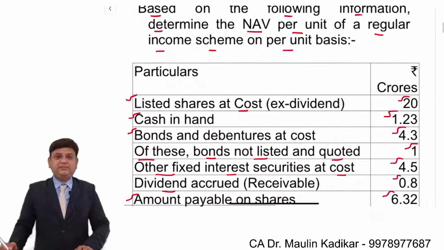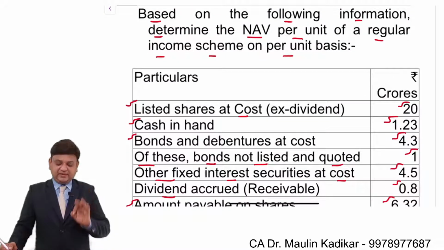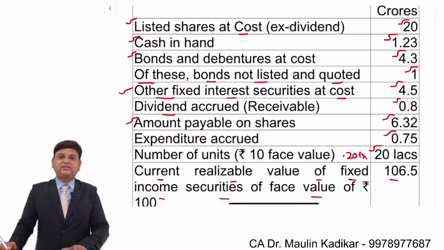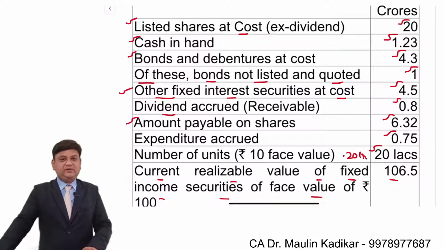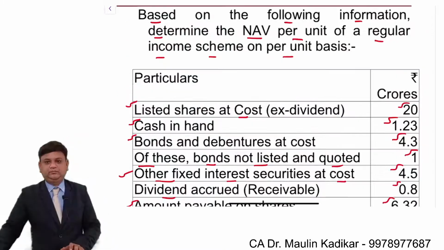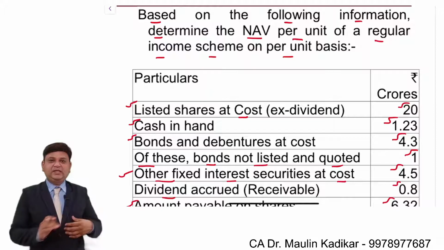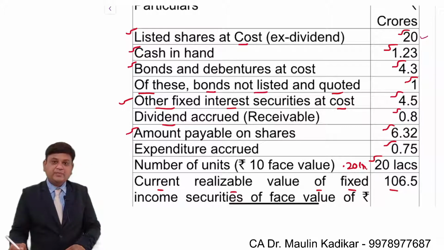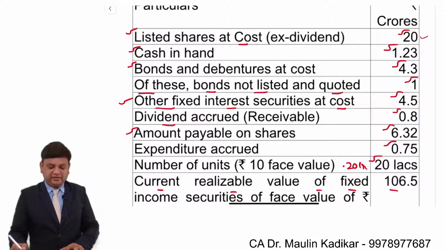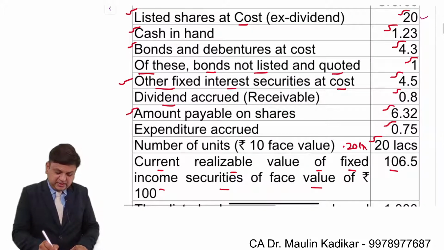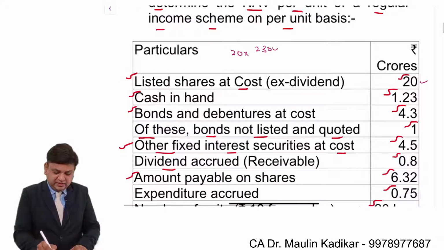I request all of you to make the calculation of the answer except for other fixed interest securities, because other fixed interest securities I need to explain to you. Remaining working you try to do on your own, and then I will do the working for you. As far as the listed shares are concerned, 20 crore was the amount of investment that we made. Index was 1000 when we made the investment, and right now it is 2300. So it is 20 into 2300 upon 1000.